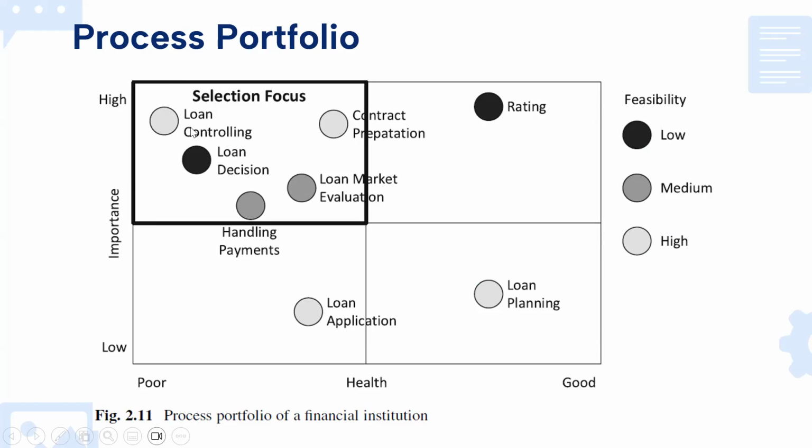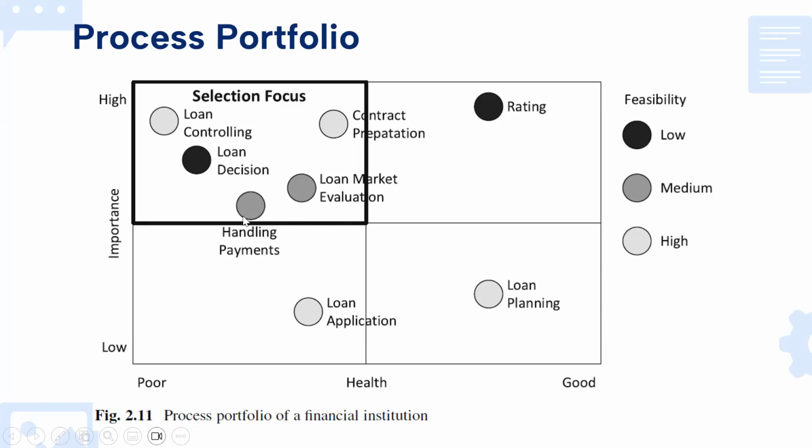And the people within the BPM activities might be less experienced. So under such situations, they have to select an activity first that they can improve and show to others, so people will believe in BPM activities. They can select a particular activity like loan market evaluation, loan application, loan planning, or handling payments. Likewise, they can select something like that rather than selecting loan controlling for the first initiative.